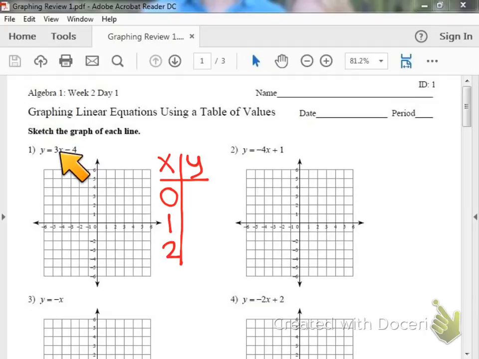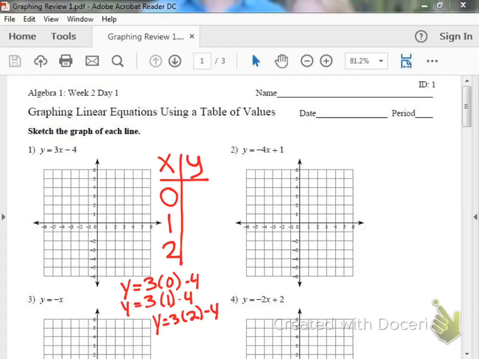So I'm going to take x out. I'm going to put a 0 in. Then I'm going to take x out again and put a 1 in. Then I'm going to take x out again and put a 2 in. Those will give me my y values. So I'll have 3 times 0 minus 4. I'll have 3 times 1 minus 4. And I will have 3 times 2 minus 4.